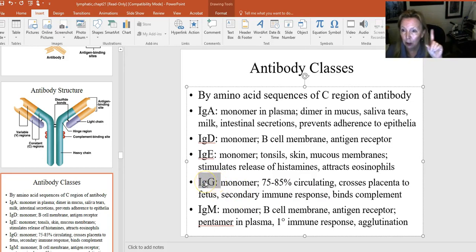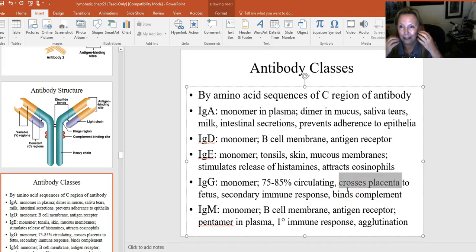Ig stands for immunoglobulin: immune protection, globulin protein, protective protein, antibodies. This class G, this is the majority. I need you to know it's the majority. It would make sense that it's the majority because these are the ones that you have memory to. So you have thousands of memory B cells that are making this class of antibodies. These can cross the placenta, so they can protect fetuses.